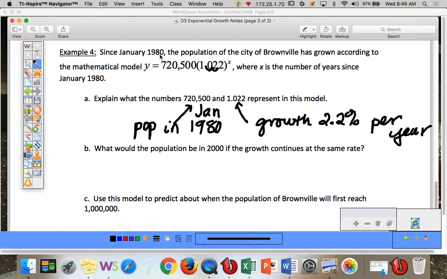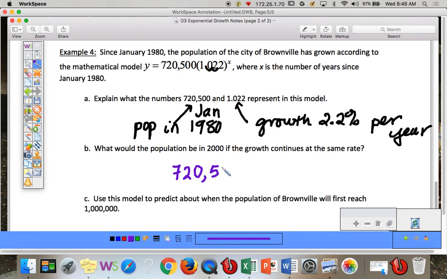So you have to figure out how many years it is from 1980 to 2000. So that's 20 years. So let's type in 720,500 times 1.022 for 20 years.